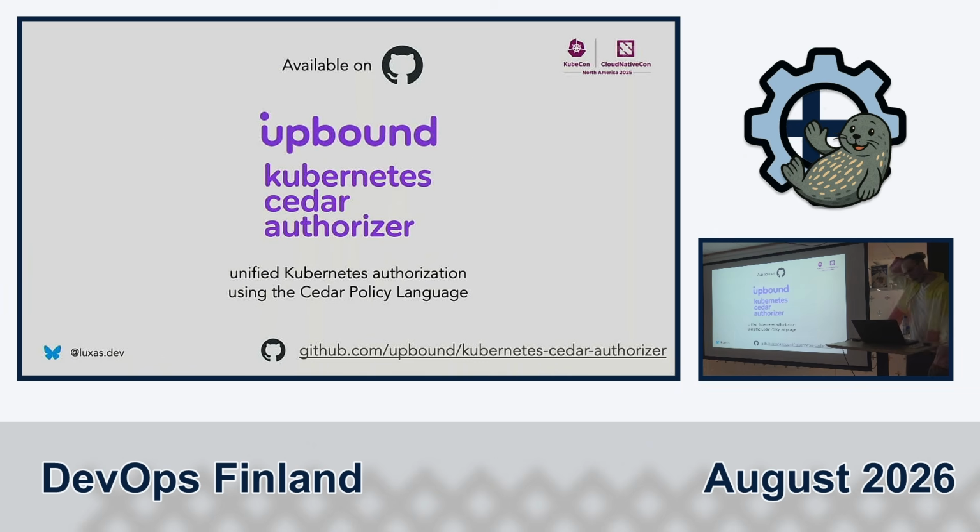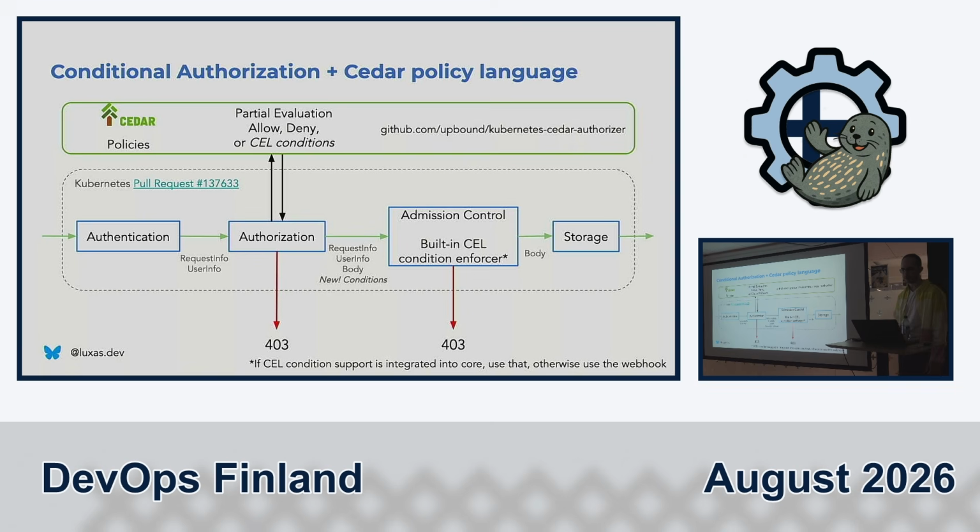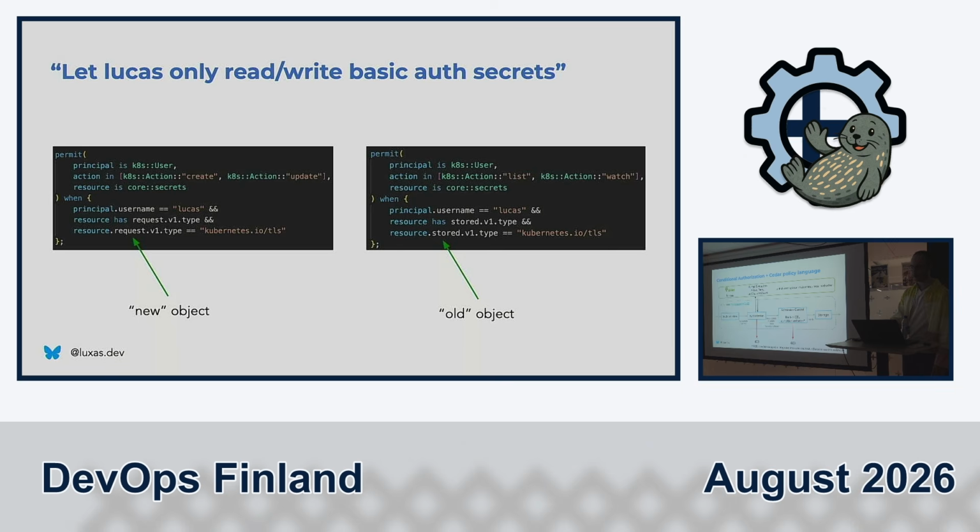While I was at Upbound a year ago, I made this GitHub implementation of taking Cedar and applying it to Kubernetes, such that you can have unified policies like this. Basically the same thing as we saw before. It works as an authorization plugin. It returns yes or no, or some conditions, and then Kubernetes enforces those conditions, and you have one language to talk about all of the things.